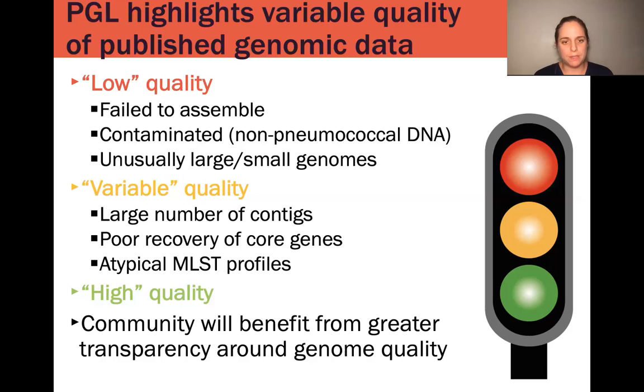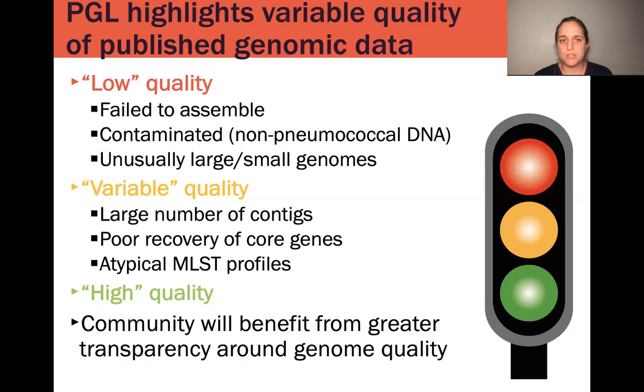And what we think is worth highlighting here is that it would be useful for database users to have an idea of the quality of the genomes, so that they can then decide what they would or would not like to analyze. And the variable quality is really important, because some analyses might be feasible on these data and others might not. And so while we've been thinking about this, it's really become clear to us that the community would benefit from greater transparency around genome quality.